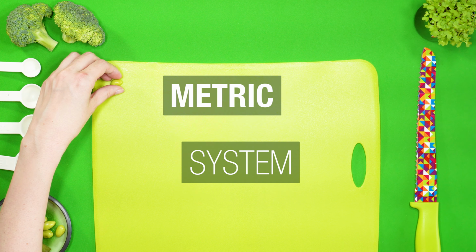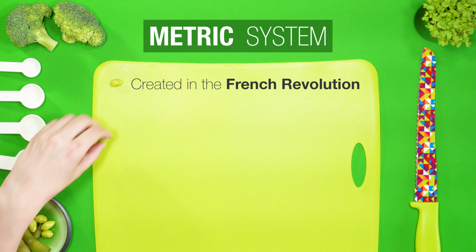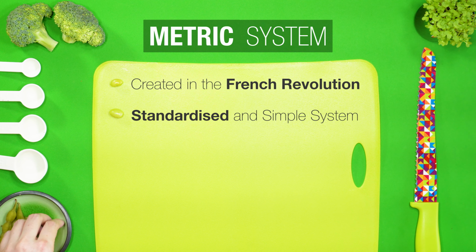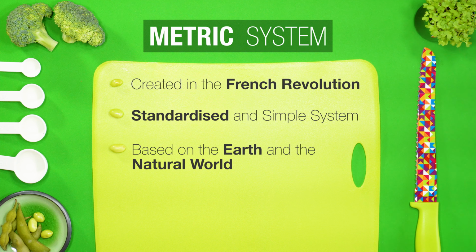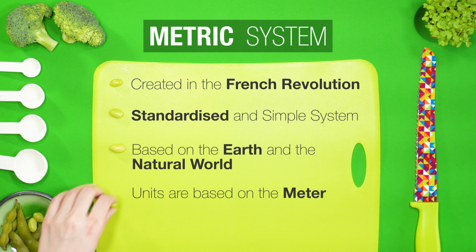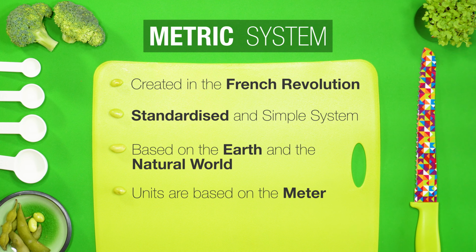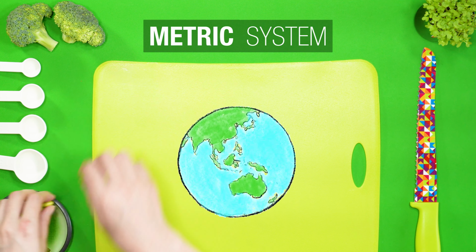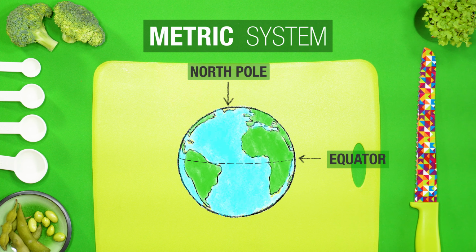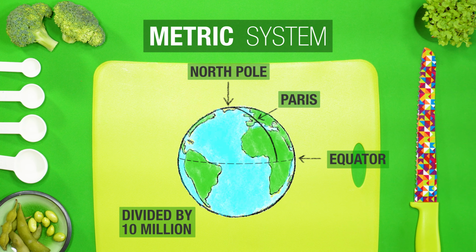The metric system was created during the French Revolution as a standardized system where measurements were based on the Earth and the natural world, which can be easily and widely applicable. The system's volume measurements are based on the concept of the meter. A meter is the distance from the equator to the North Pole, measured along a meridian that passes through Paris, divided by 10 million.